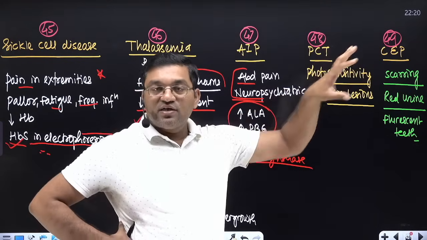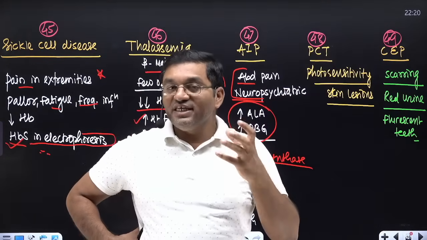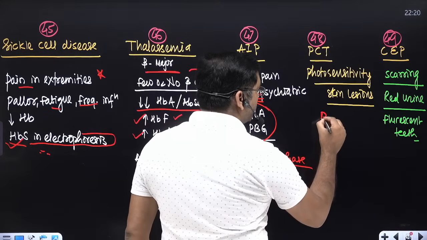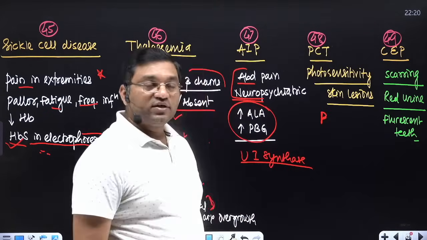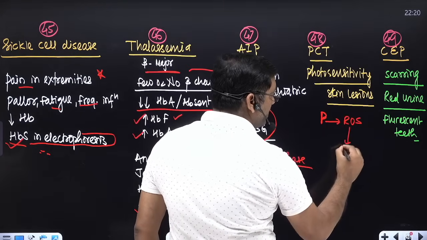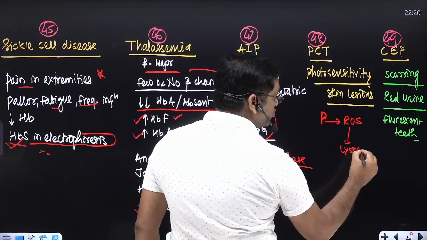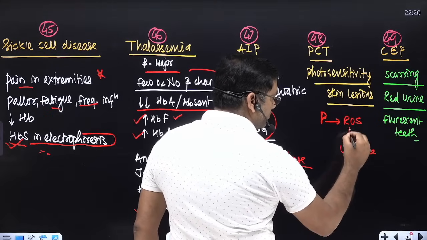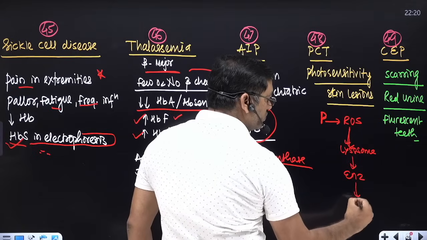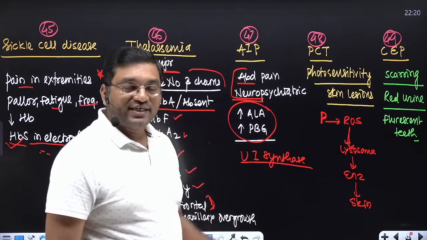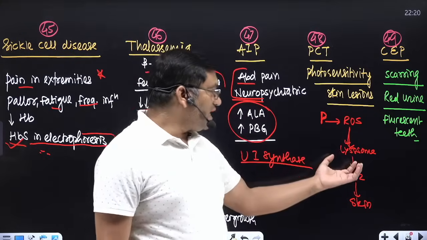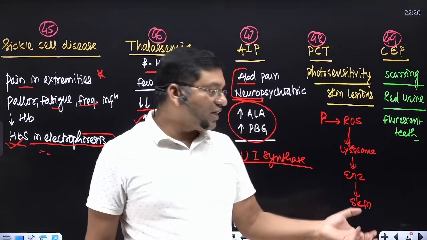Porphyria cutanea tarda, there is only photosensitivity or skin lesions because of the porphyrins. Porphyrins are excited at 400 nanometer and lead to the synthesis of reactive oxygen species, which cause damage to the lysosomes. As lysosomes are damaged, this causes the release of enzymes which degrade the skin, which causes the skin lesions. So excited porphyrins cause reactive oxygen species generation, that damages the lysosomes, that releases enzymes, and that causes the skin lesion.